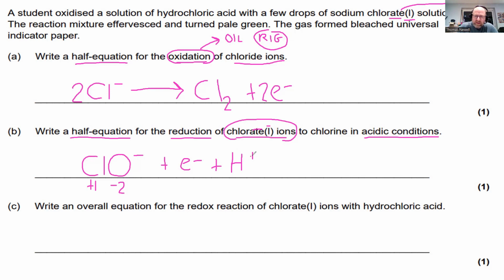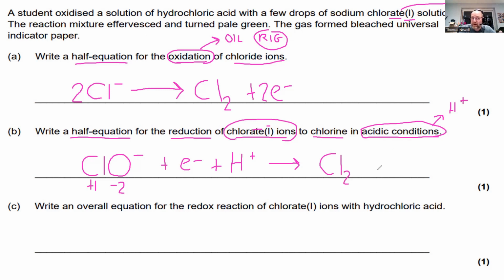So chlorate ions are reduced to chlorine in acidic conditions. Now we can draw our arrow. When you see acidic conditions, this means hydrogen ions are present, so watch out for that. Now we've been told in this question that it's going to become chlorine.